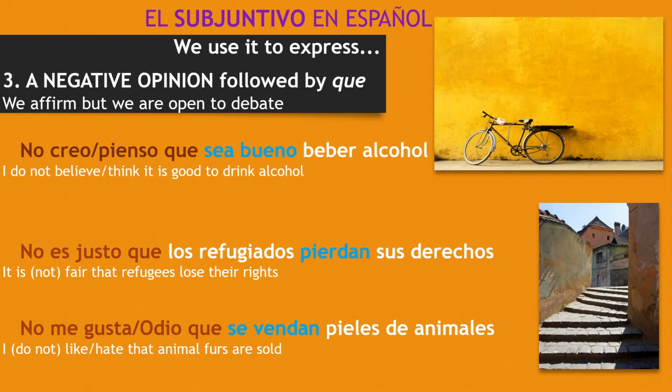I am open to debate. I'm open to other opinions, so I'm using the subjunctive. If I were to use the indicative, I would be more certain about my opinion. That would mean I'm not as open to debate. Slightly different, but it still means something to a Spanish speaker if you use the subjunctive or the indicative. Here que is optional, however, in some cases, like you've seen, it's not. No me gusta, odio que se vendan pieles de animales.